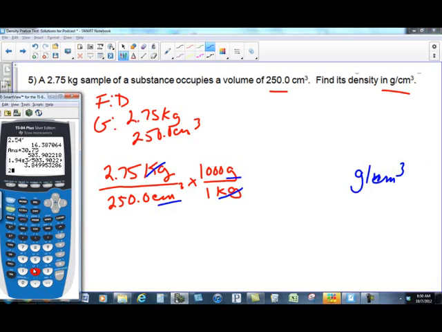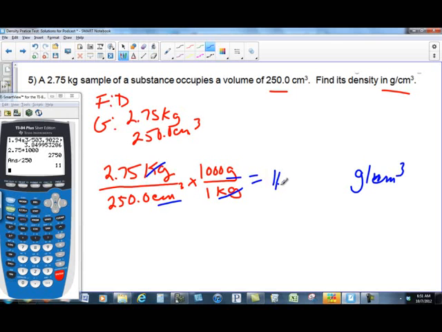So I'm going to take that 2.75 times 1,000 equals, divide by 250, and I get 11. Now I have 3 sig figs, so I want 11.0 grams per centimeter cubed.